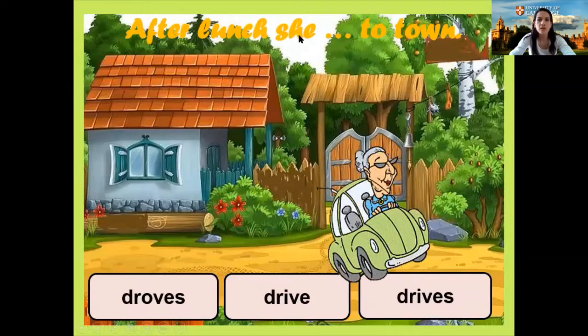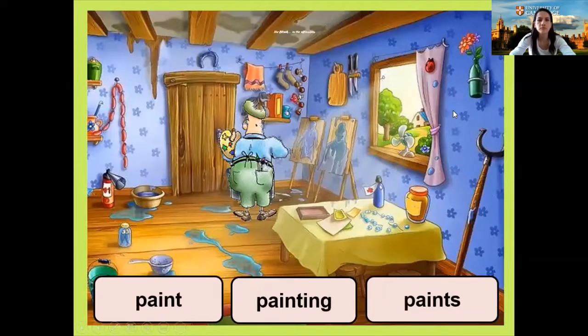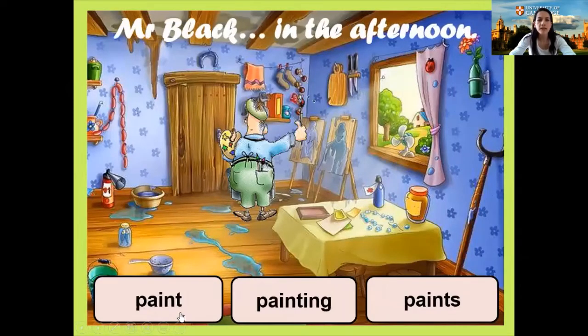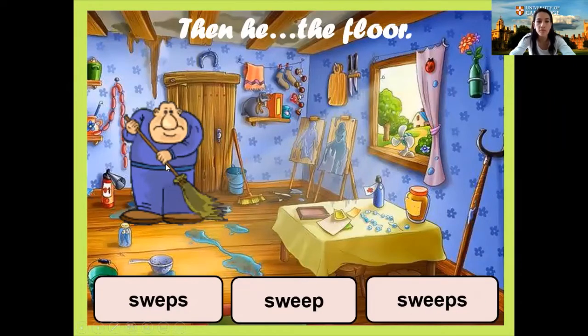After lunch, she drives to town. Which one? This one, right? Okay. Mr. Black painting or paints in the afternoon. Paints. Very good. Okay. Then he sweeps the floor. The correct spelling is this. Okay, sweep means this, what he's doing here. Okay. Then he sweeps the floor.